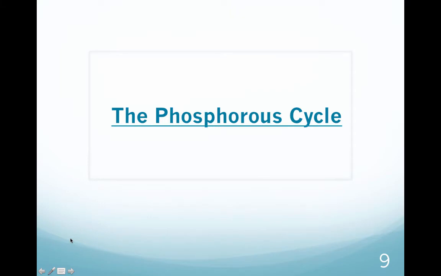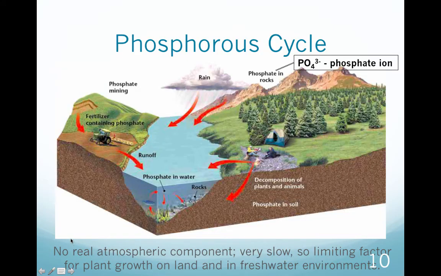All right, next cycle is the phosphorus cycle. Why is phosphorus important to living organisms? It's in things like DNA, RNA, ATP, and ADP, which you should know already from biology.